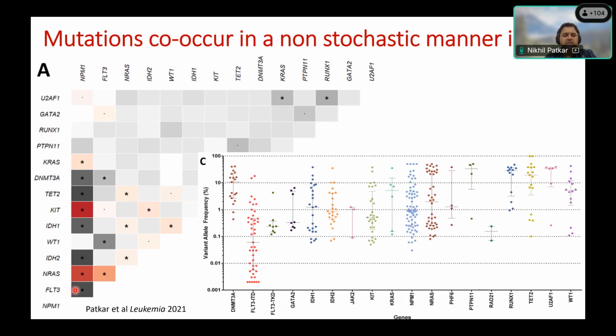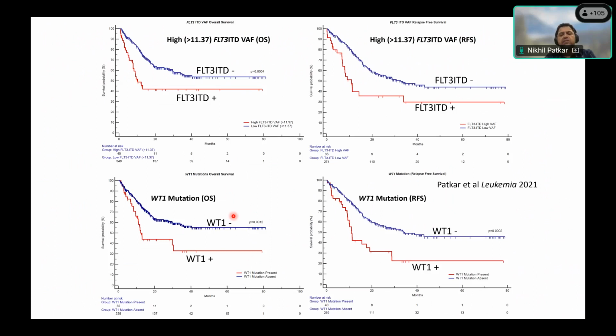What you can see here is that these mutations also occurred at different variant allele fractions, typically with signaling pathway mutations such as KIT occurring at low VAFs, and some other mutations such as DNMT3A, TET2 occurring typically at much higher variant allele fractions. These mutations also influence the outcome of disease.